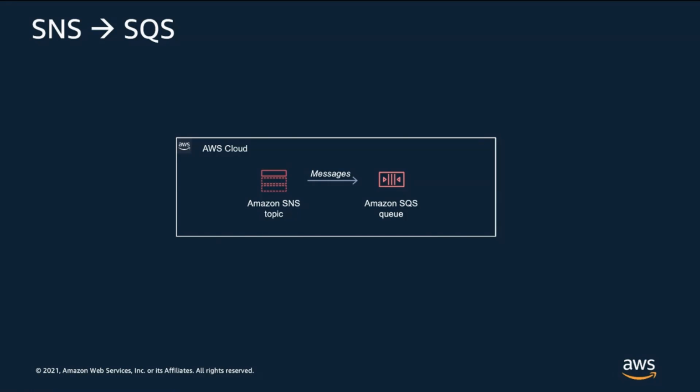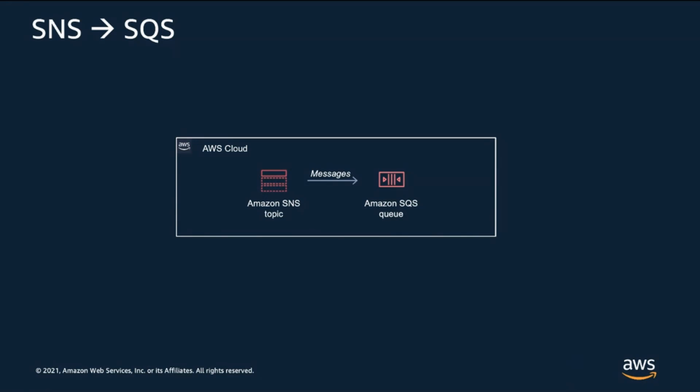SNS has a robust retry policy that results in up to 100,000 delivery attempts over 23 days. If a downstream service is unavailable, it may be overwhelmed by retries when it comes back online. You can solve this issue by adding an SQS queue.